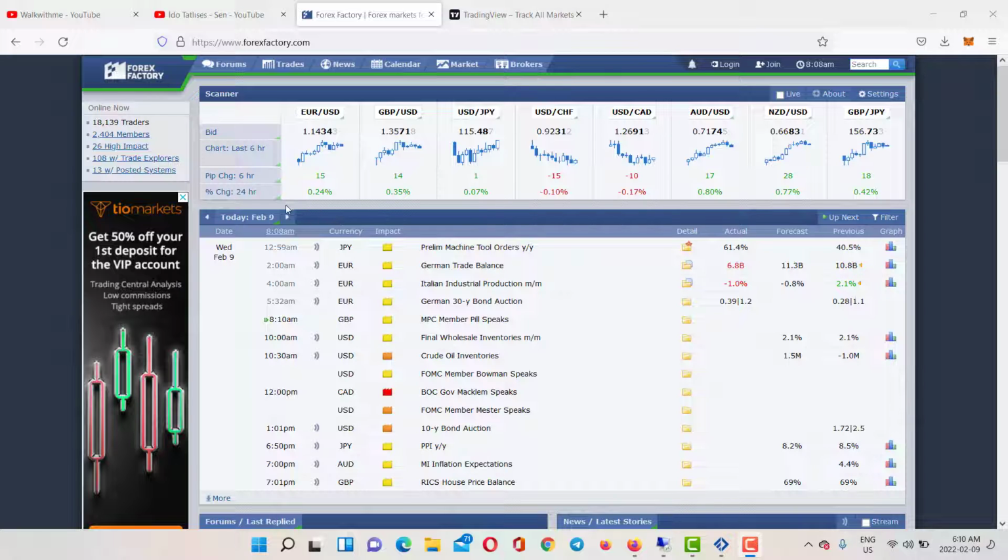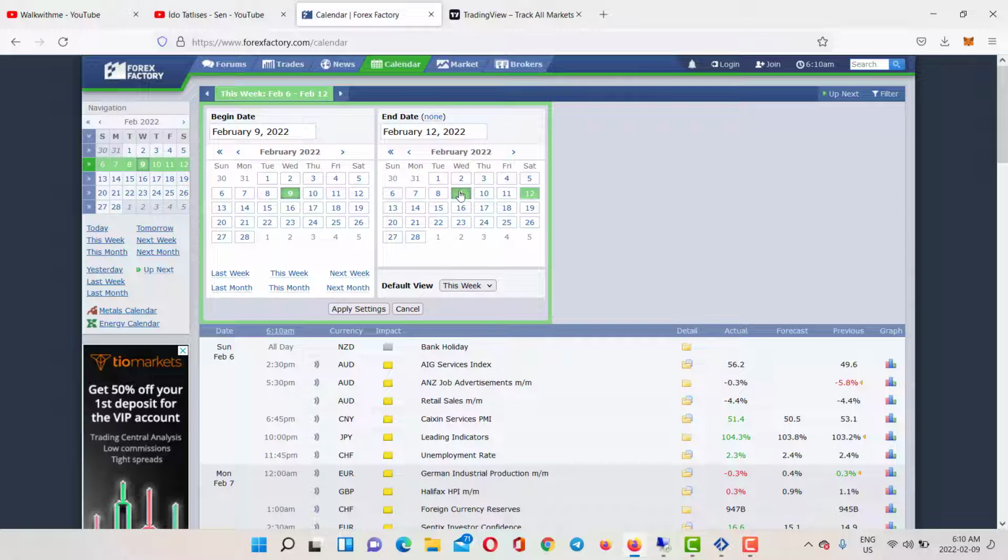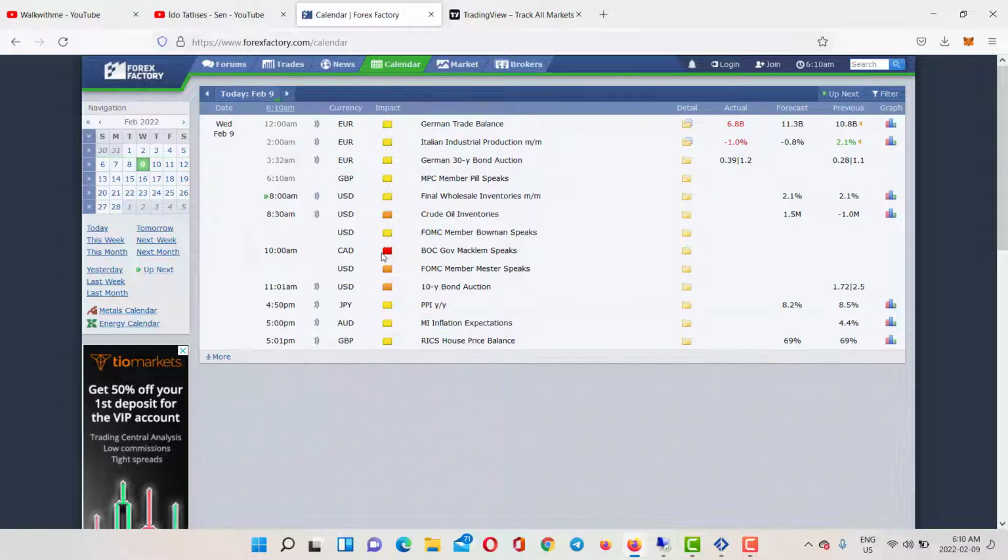Today is February 9th, and the first thing I'm doing is checking out forexfactory.com to see if we have any important news for today, to kind of be more careful. So today is February 9th. Let's apply settings. As you can see right now, we have news in about 2 hours. We have news for USD final wholesale inventories, and also crude oil inventories at 8:30.